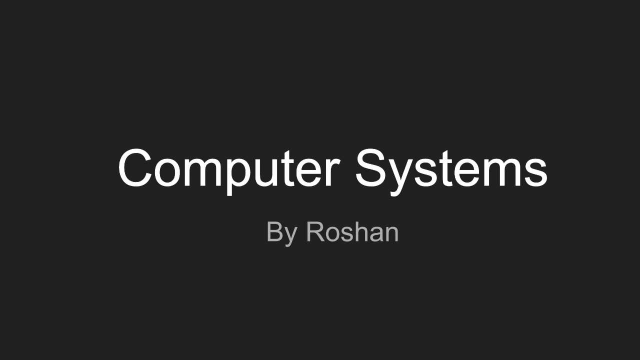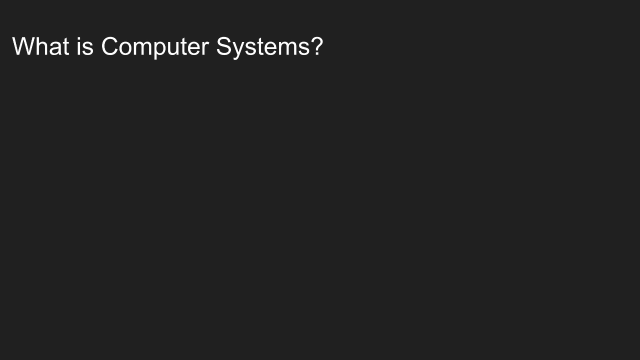So everyone, welcome to this tutorial about computer systems. So what is a computer system? It is basically when hardware, software, and external devices work together to perform certain tasks. A computer system is designed to process, store, and communicate data and information.